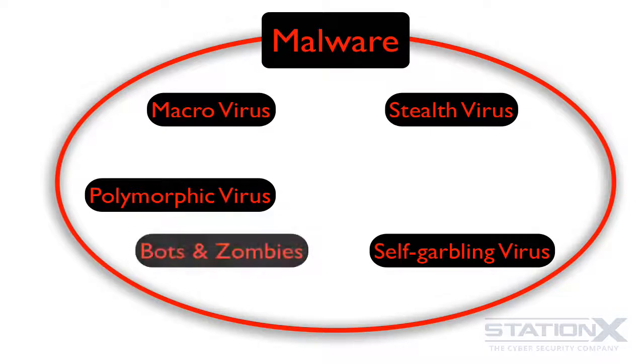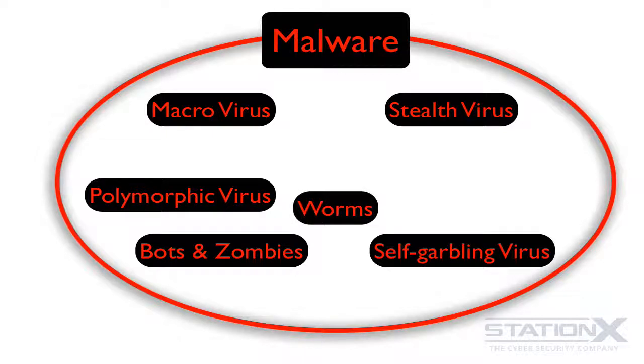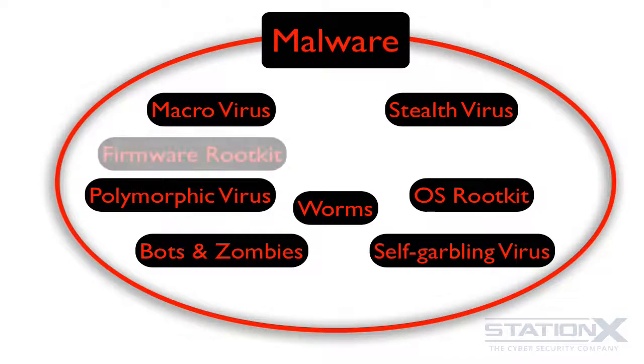You have bots or zombies, and that's really a collection of hacked devices under the command and control of a hacker. So if your machine does get compromised, it could be part of a bot network or be a zombie. You have worms. These are viruses that simply spread from one machine to another, to another, to another. You have rootkits. Rootkits are the worst software-based malware that you can get. They are usually embedded into the kernel of the operating system, so it can hide its existence completely from the operating system.